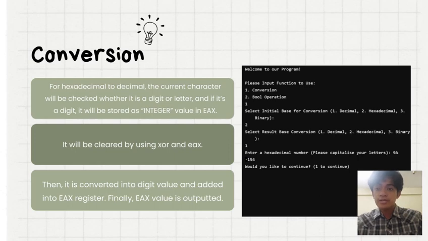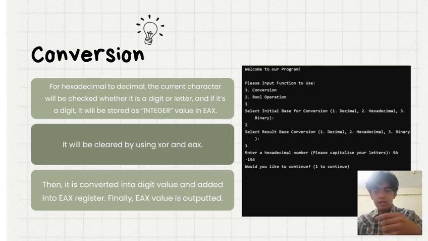To convert a hexadecimal value to a decimal value, the user first inputs a hexadecimal number into the program, and the program checks from the right whether each character is a digit or a letter. Before scanning, the program will clear the EAX register using the XOR operation. So no matter what, it will be 0. So it will be cleared.